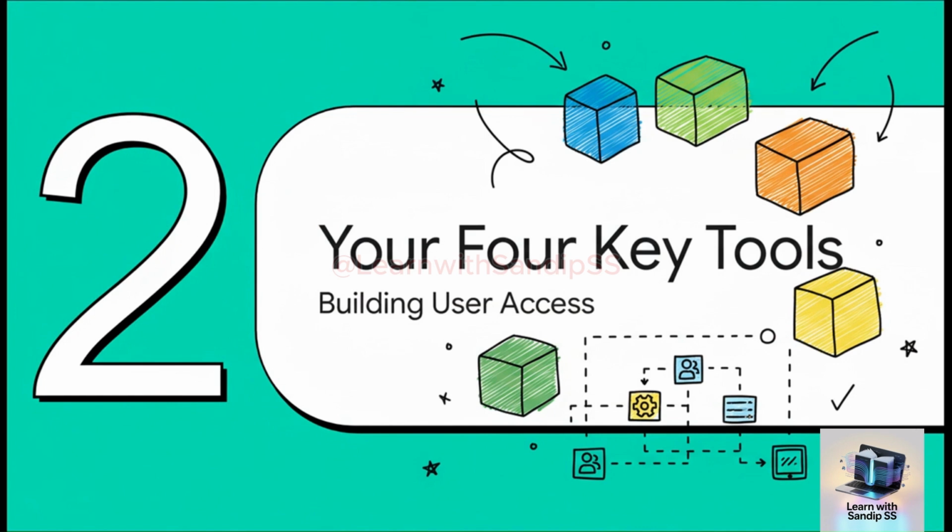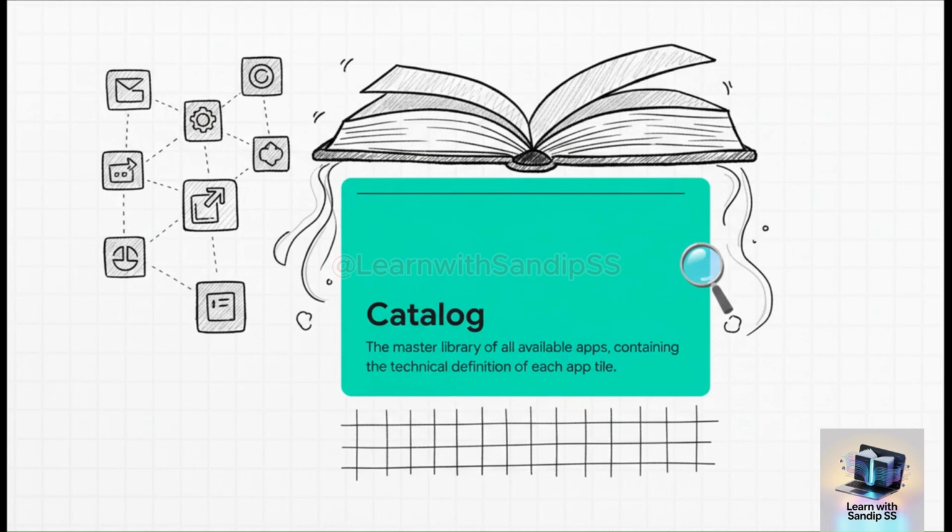Okay, so to build that perfect, tailored user experience, you really need to understand the 4 fundamental building blocks SAP gives you. Let's break them down one by one. First up, the catalog. I want you to think of this as the master library for your entire system. It holds every single app that could possibly be assigned to someone. By itself, it doesn't give anyone access to anything. It's just the complete inventory of what's available.